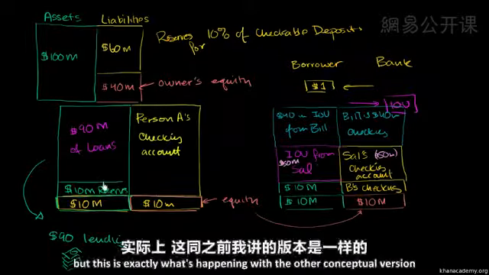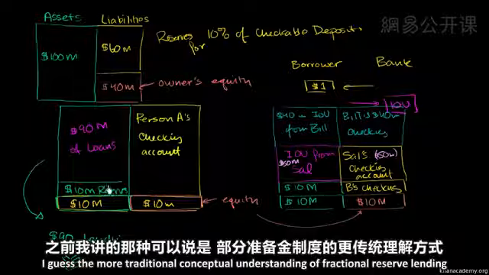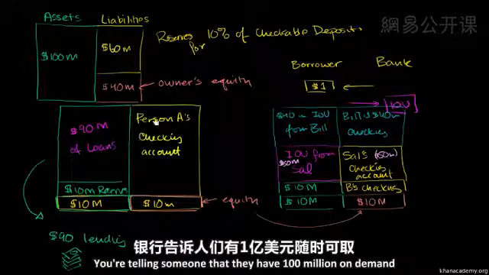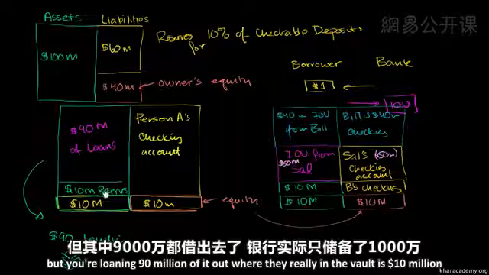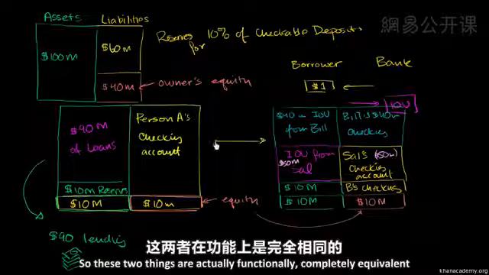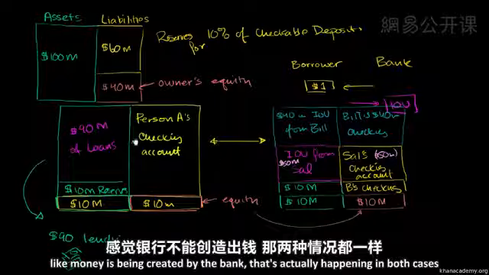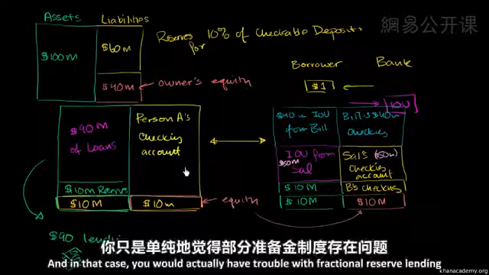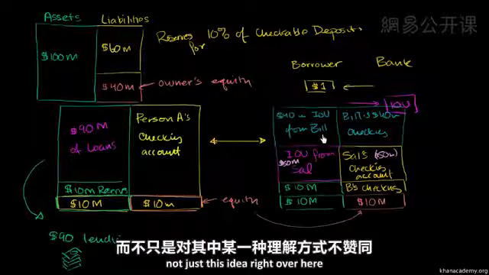But this is exactly what's happening with the other conceptual version, I guess the more traditional conceptual understanding of fractional reserve lending. You're telling someone that they have 100 million on demand, but you're loaning 90 million of it out. What they really have truly in the vault is $10 million. So these two things are completely functionally equivalent. And if you have a problem with one of these, if you feel like money is being created by the bank, that's actually happening in both cases. And in that case, you would actually be having a trouble with fractional reserve lending, not just this idea right over here.